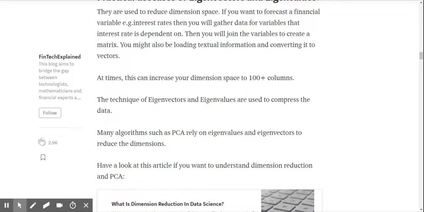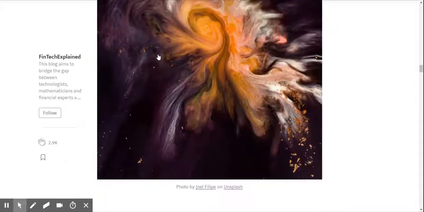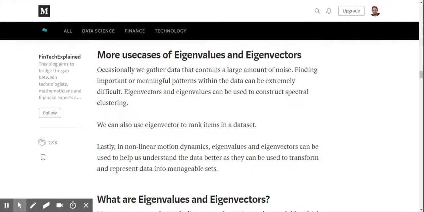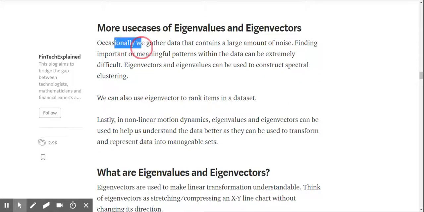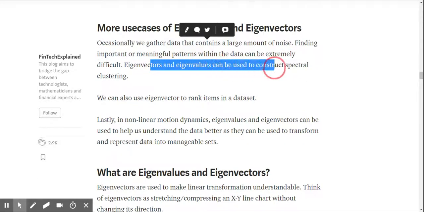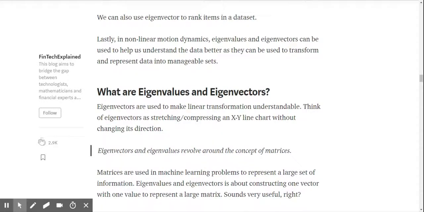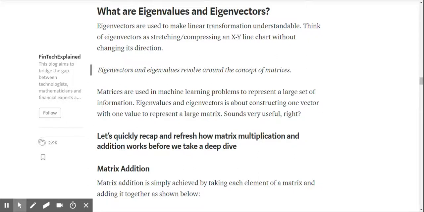Practical usages, increasing compressed data. So, more use cases. Occasionally, the data we gather contains a large amount of noise. Finding important, meaningful patterns within the data can be extremely difficult. Eigenvectors and values can be used to construct spectral clustering. We can also use eigenvectors to rank items in a data set. I mean, I don't know. So far, it's just trying to justify why this is important.